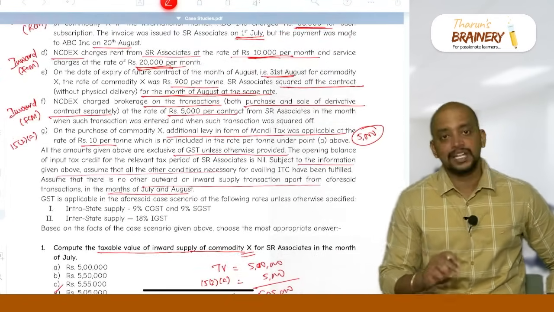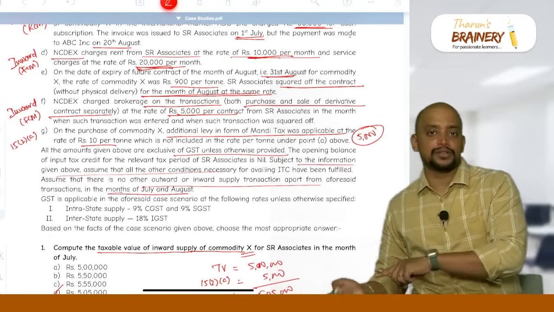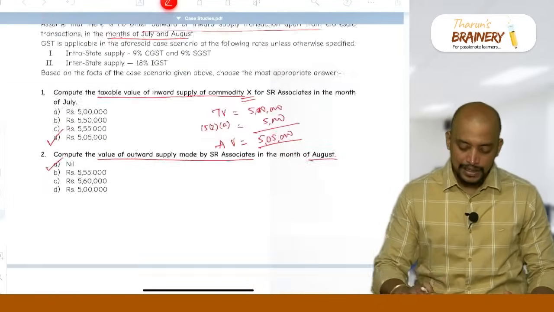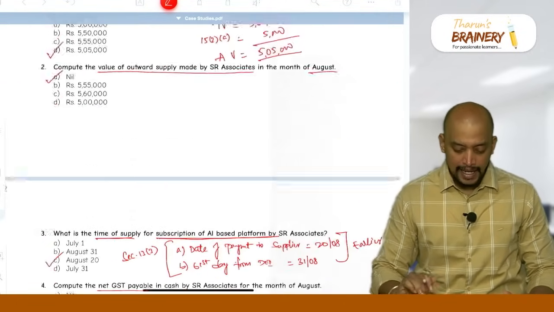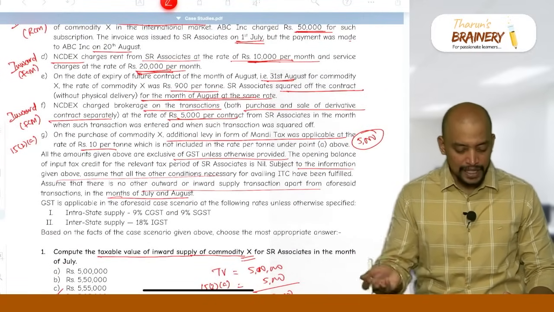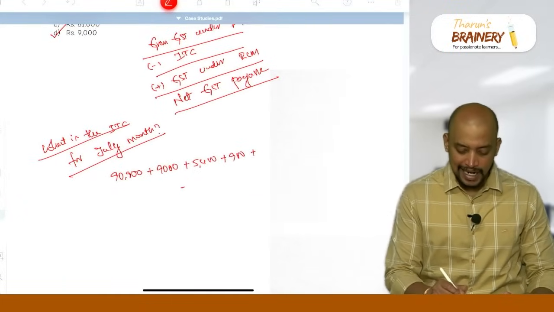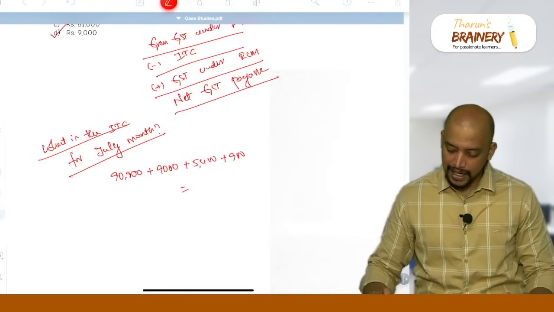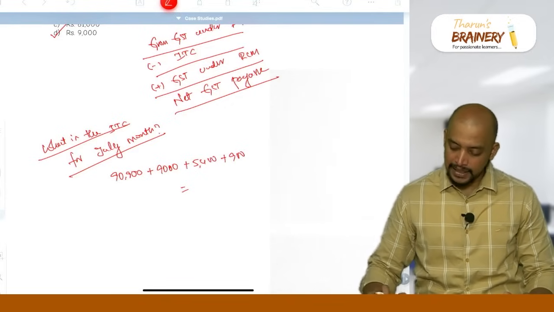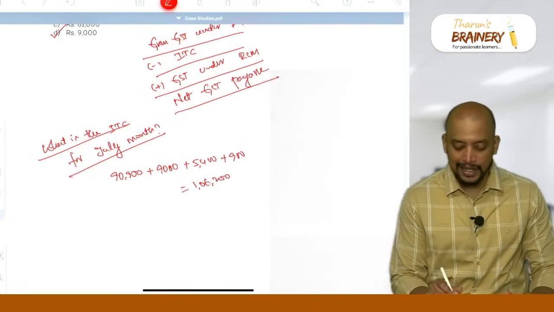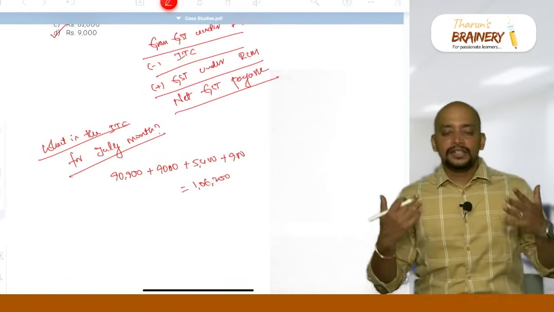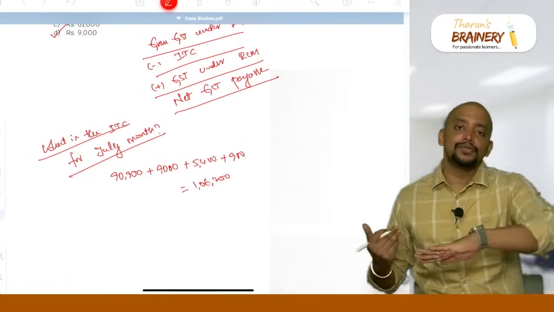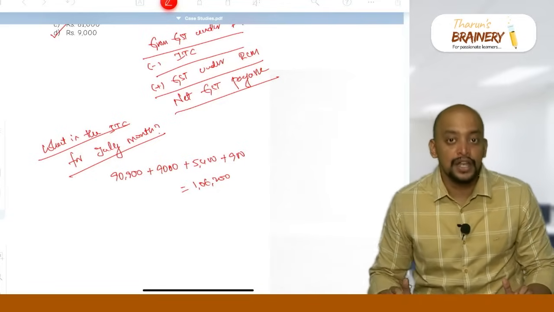And next brokerage, they charge brokerage for the month of July 5,000, for the month of August 5,000. So right now we are talking about ITC in the month of July. So 5,000 brokerage into 18%. So that will be 900. And thereafter, so next one, it is included in the value. So that's it. So this is the ITC that is available in the month of July. So how much that comes to? 90,900 plus 9,000 plus 5,400 plus 900. That will be 1,06,200. Like this also a question can be coined on this. Not necessary that from the case scenario, they need to coin many questions. So that's why when you see the MCQs, you will know as to what information is relevant and what is not relevant, so that you don't have to waste time.